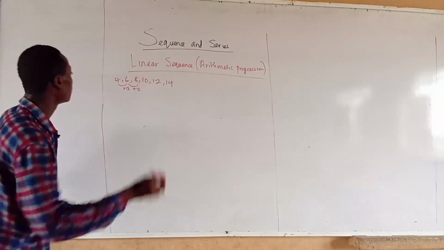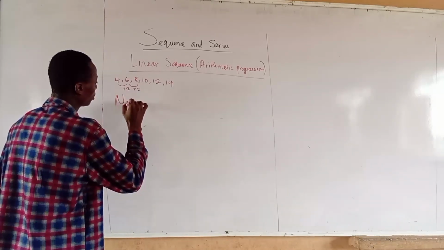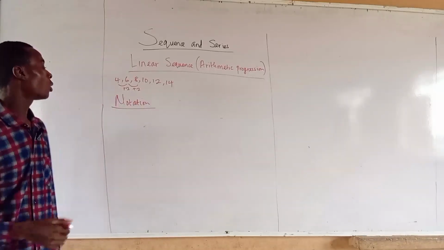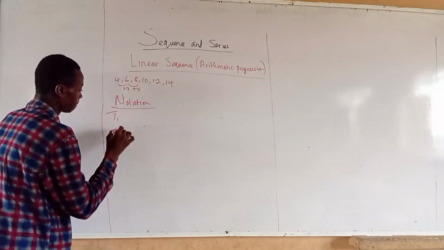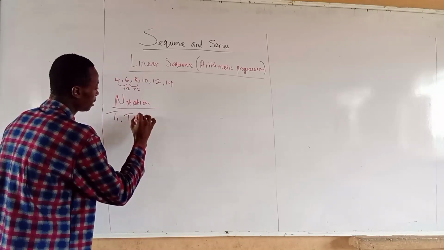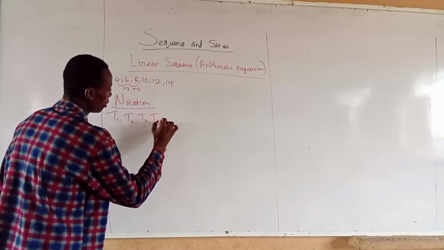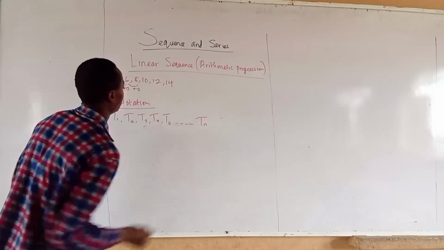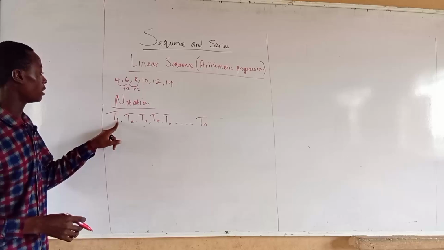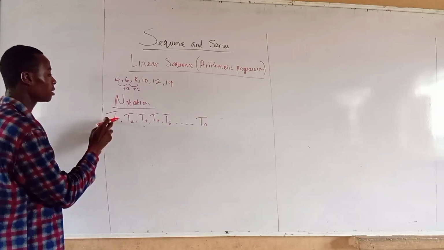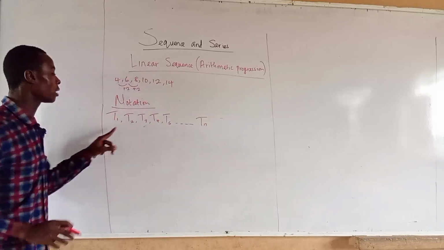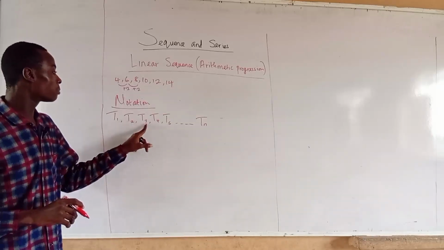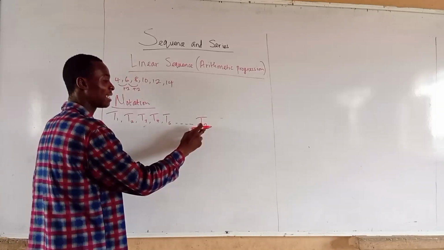Now, moving on to the notation in AP. Let us talk about the notation. So we have T1, T2, T3, T4, T5, and Tn. Now this is the position of each term. We pronounce this T1 as first term. This means second term. This means third term. And this means what? Nth term.